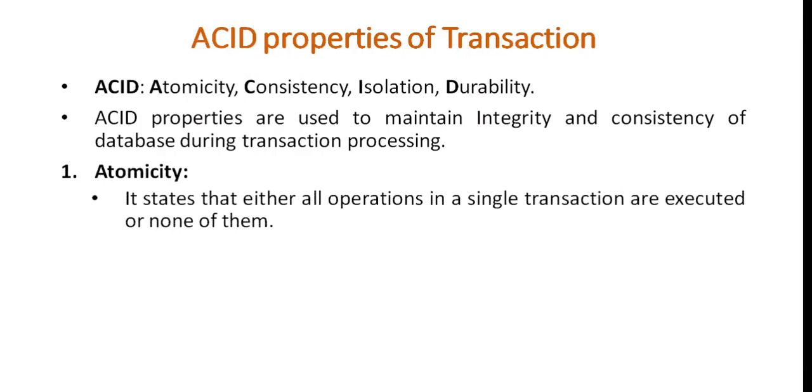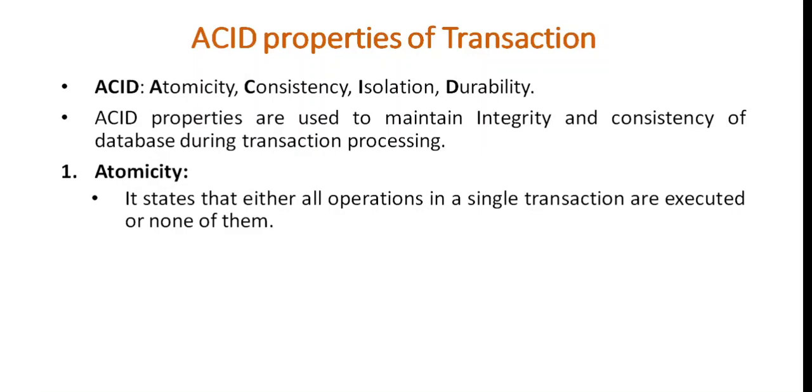In these ACID properties, the first property is atomicity. The atomicity property states that either all operations in a single transaction are executed or none of them. See, our previous example consists of 6 instructions. So the atomicity property ensures that all 6 instructions, all 6 queries, are executed on a database system.